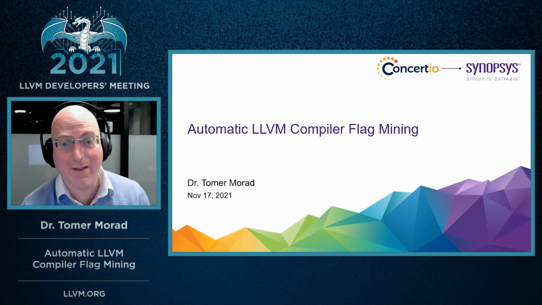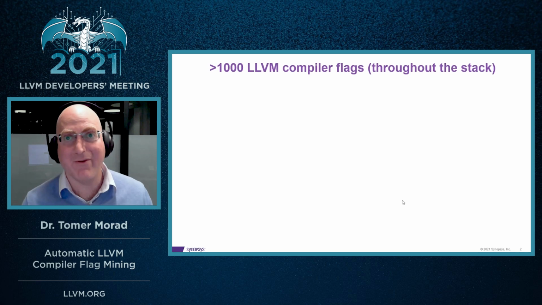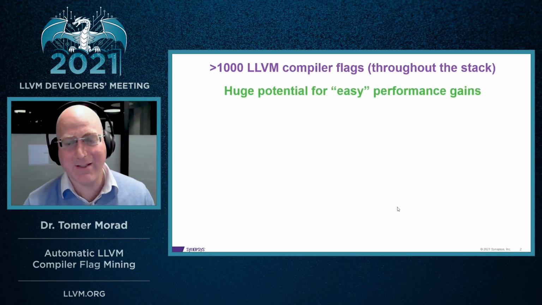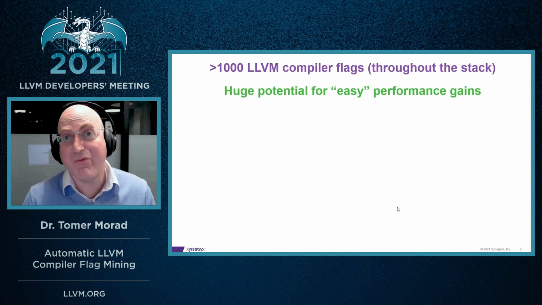Today, I want to speak about automatic LLVM compiler flag mining. So, what does it mean? We know that there are more than 1,000 LLVM compiler flags throughout the stack of LLVM. The idea is that if you choose the right flags out of these 1,000 and use them correctly, you can get great performance gains, and it's easy, right? You just add flags to your compilation, and you don't have to do anything else. You don't have to refactor and things like that.